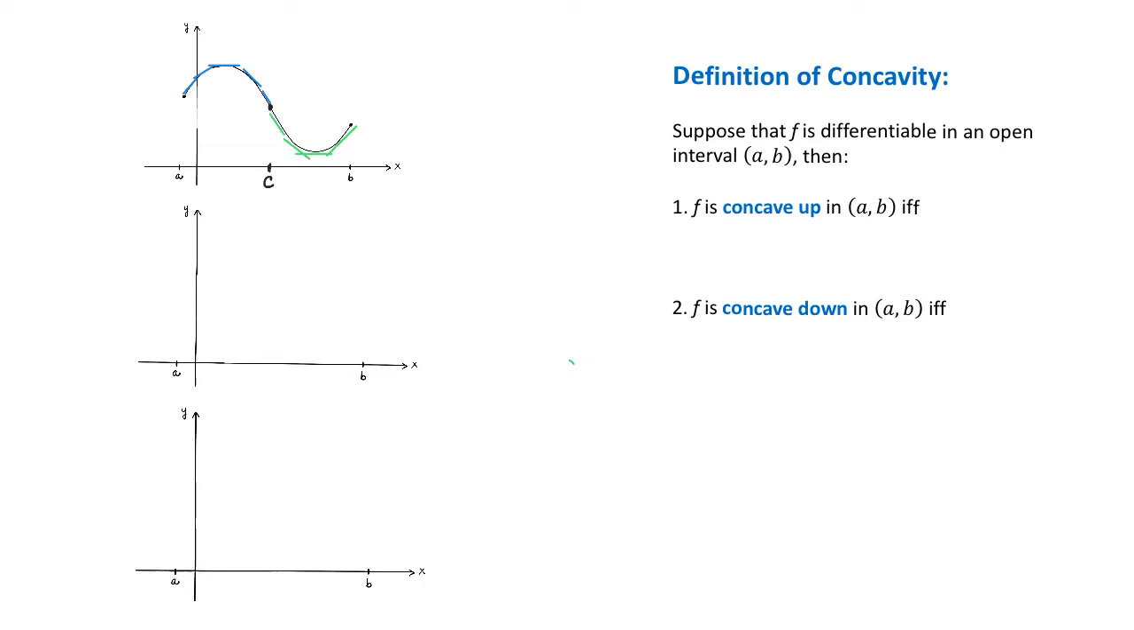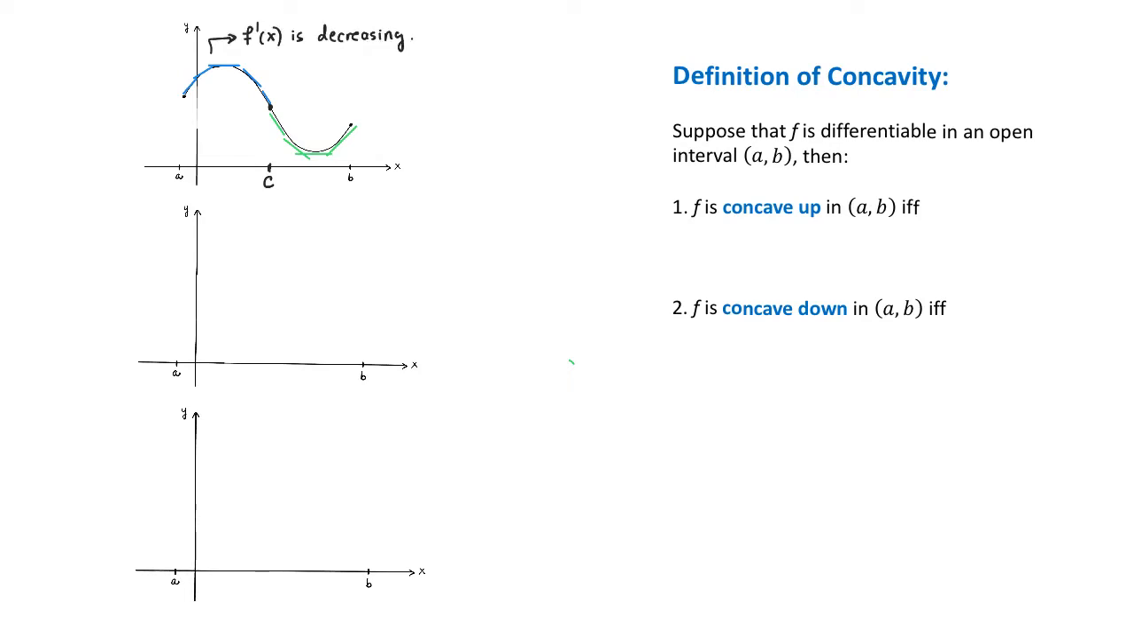That is really telling us that the first derivative, f prime of x, is decreasing from left to right. So I'm going to say over here that in this region, f prime of x is decreasing. Again, as we're moving from left to right.